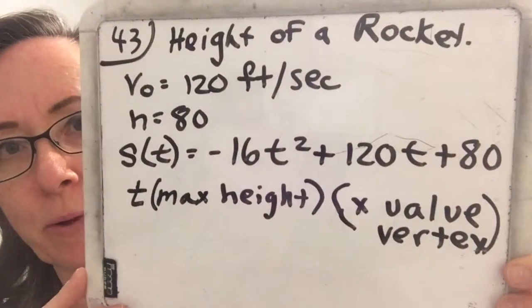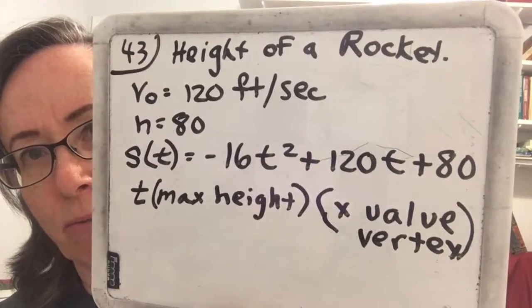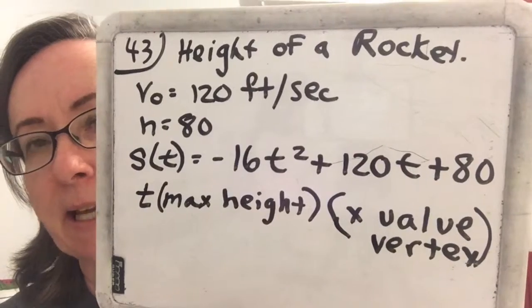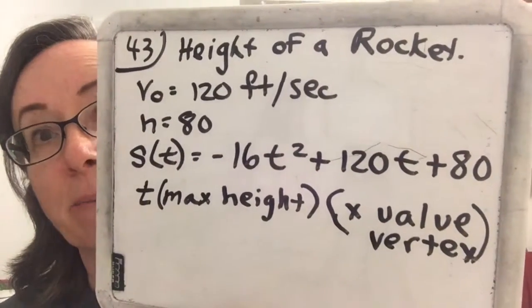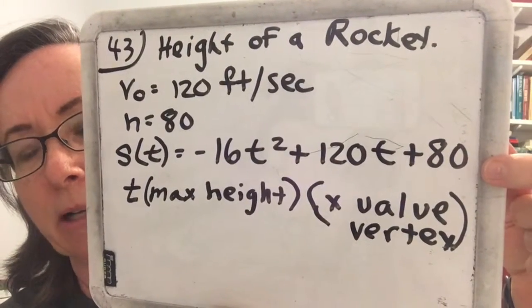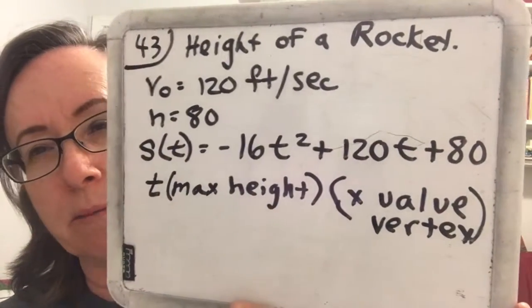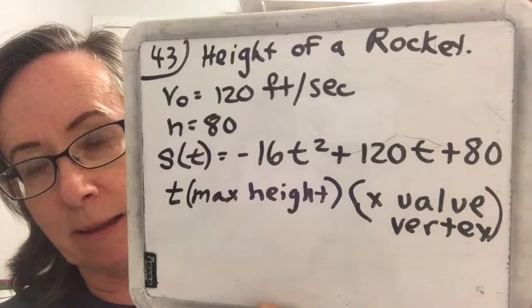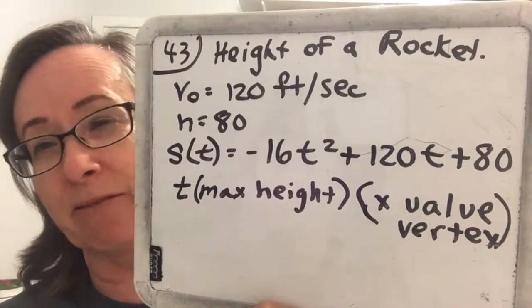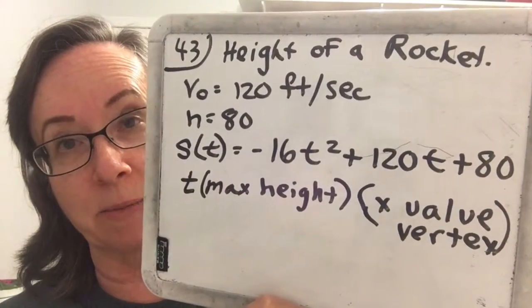All right, so we come back with another problem. Now this is number 43, and 43 is giving us the information about a rocket that is being launched at an initial velocity of 120 feet per second from a height of 80 feet. And then they give us the equation. We don't have to come up with that on our own. Then they want the t, or the time, when the rocket reaches its maximum height. And then they want the value of that maximum height. So what they're really asking for is, what is the x value of the vertex and what is the y value of the vertex.